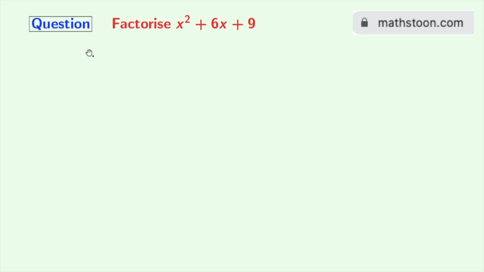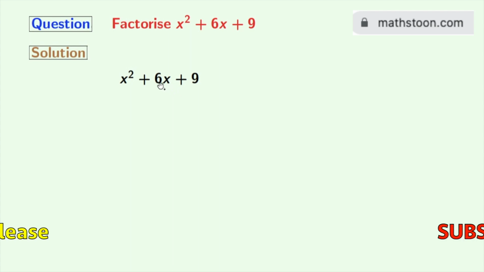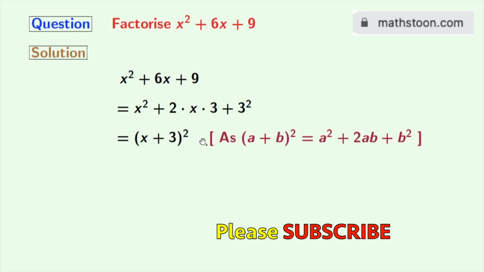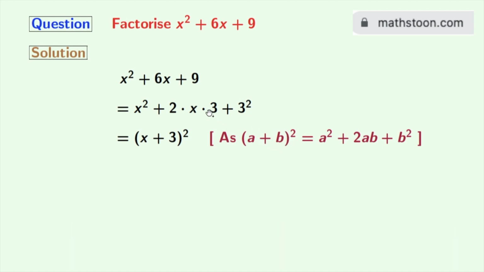So let's start. This is our given expression. Now we will rewrite 6x as 2 times x times 3 and 9 as 3 square. Now look that this is in the form of a square plus 2ab plus b square, where a is x and b is 3. So we can apply the formula of a plus b whole square here.